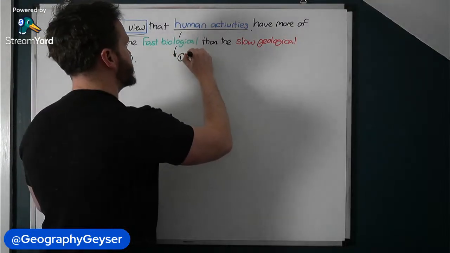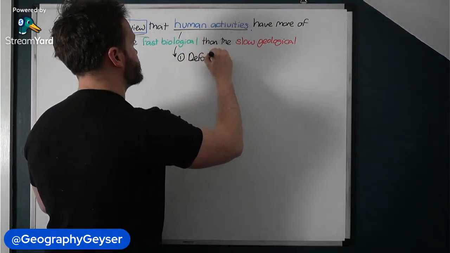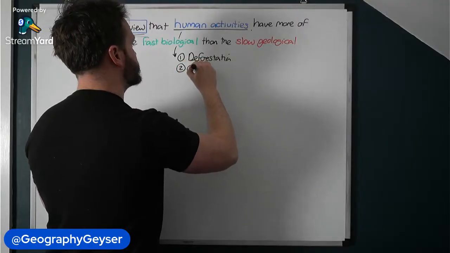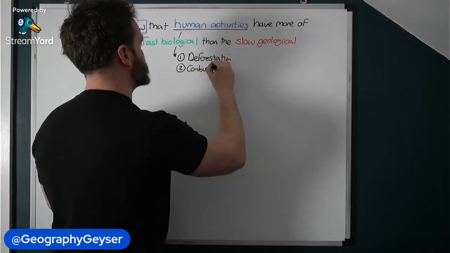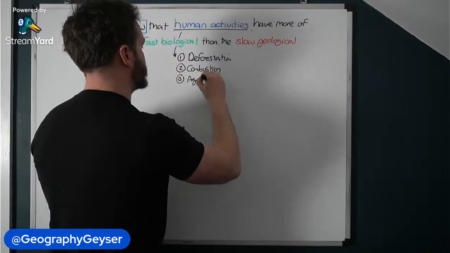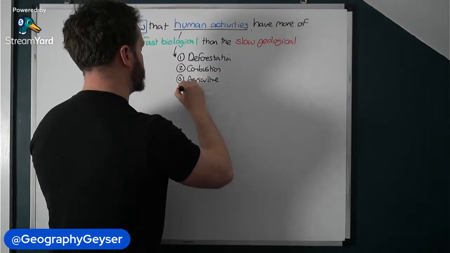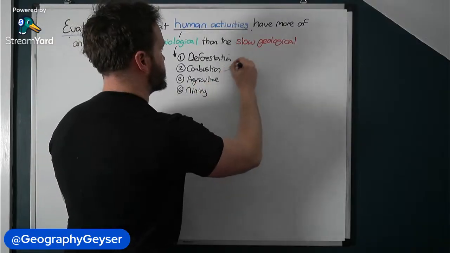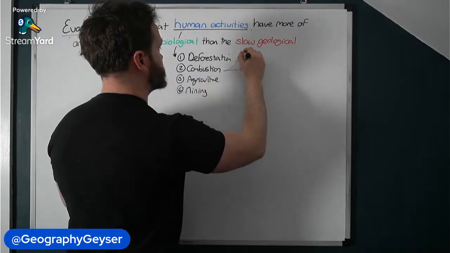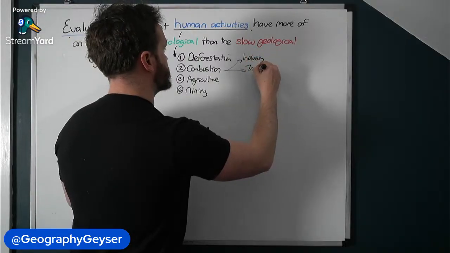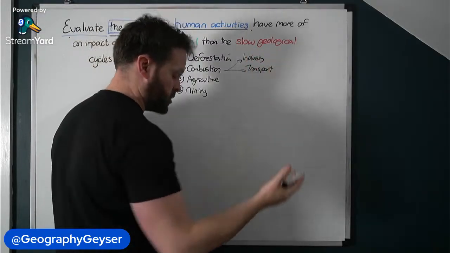A few different human activities we can think of: deforestation. We can think of combustion as well. We can think of agriculture. We can think of things like mining and every offshoot from combustion. It could be industry, it could be transport, all of those things there.